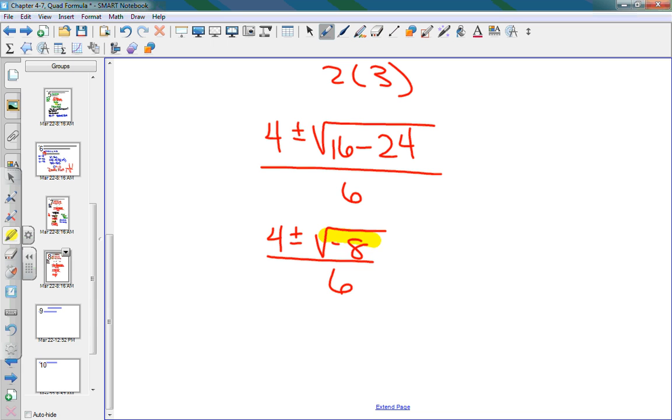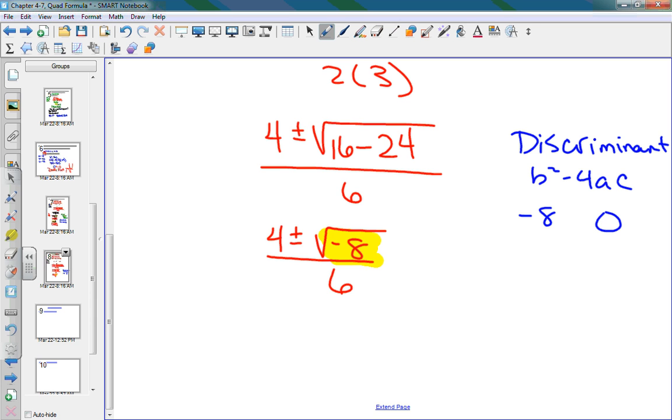Again, I'm going to freeze, and I'm going to analyze this. My discriminant, which is b squared minus 4ac, is equivalent to negative 8. Now what is the relationship between negative 8 and 0? Negative 8 is less than 0, which means I'm going to have imaginary roots, which means it's going to look something like that. It's never going to cross the x-axis.